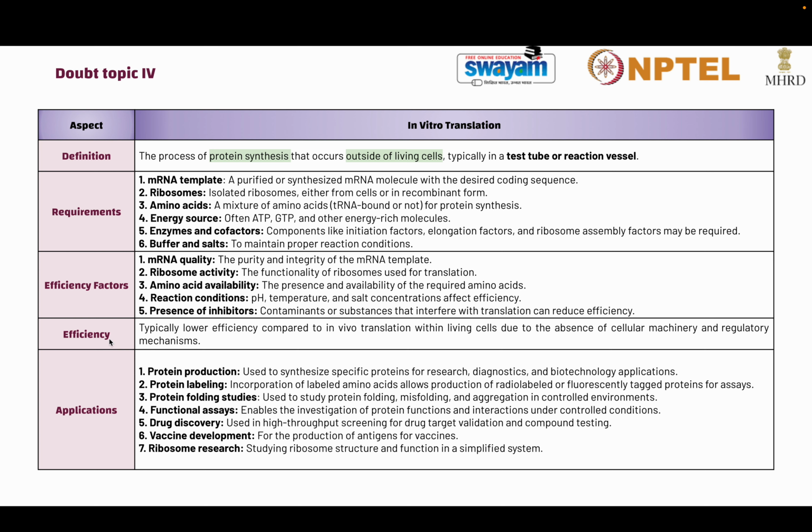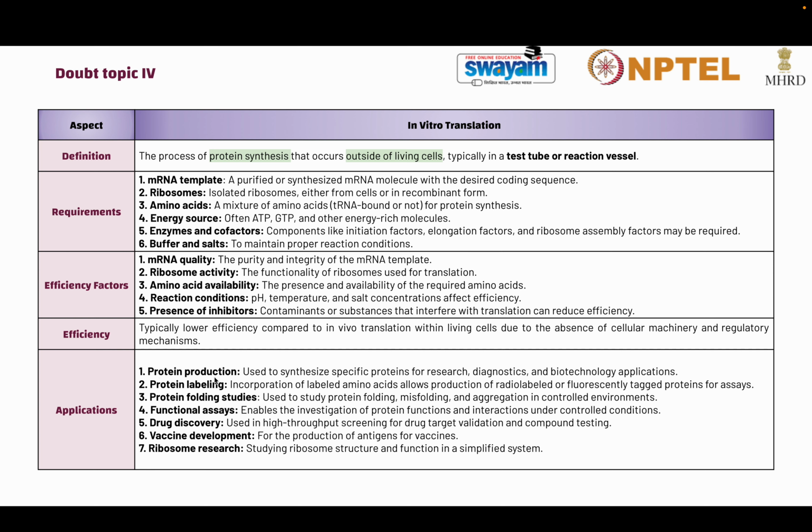Now, if we compare in vitro and in vivo, we'll observe that there is lower efficiency of in vitro translation compared with in vivo, because in living cells, we have proper conditions, but it's very difficult to maintain all the cellular machinery and regulatory mechanisms outside the cell to provide the same conditions. It's a bit difficult, due to which efficiency is lower in in vitro translation. Now, what are the applications? Why do we perform in vitro translation?